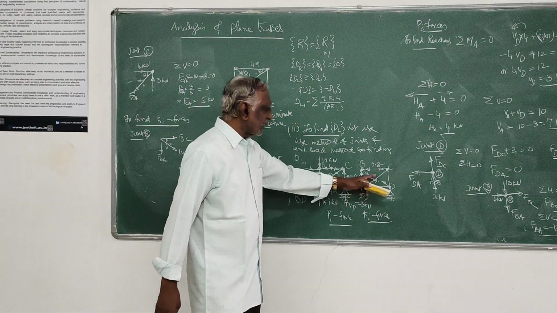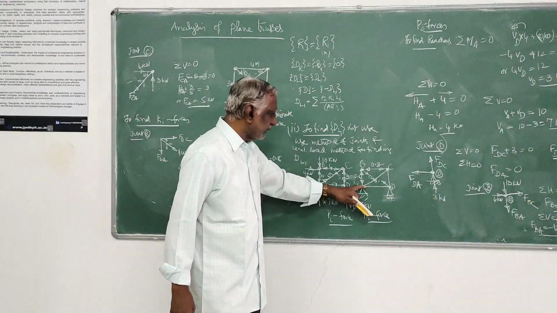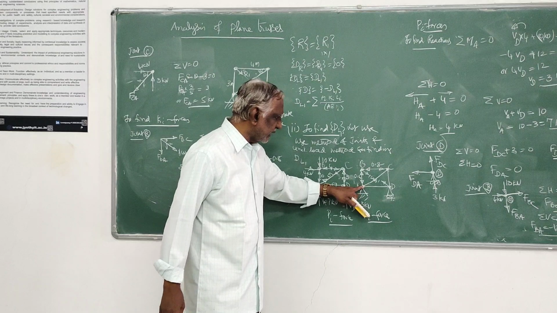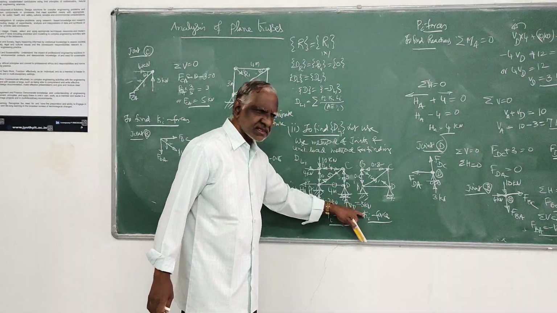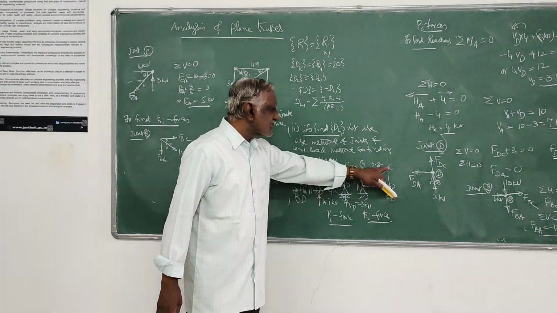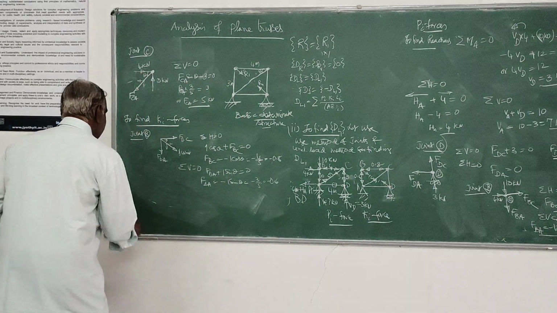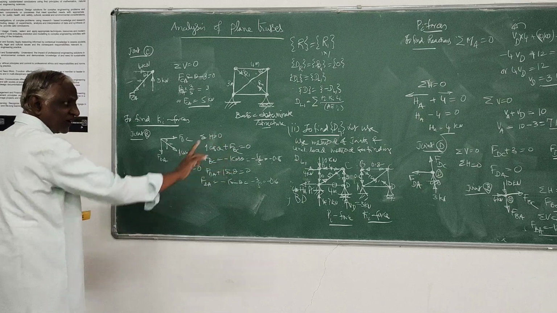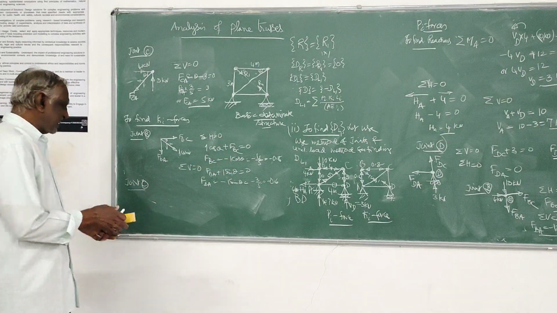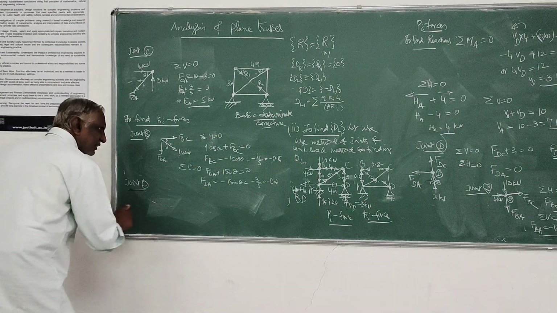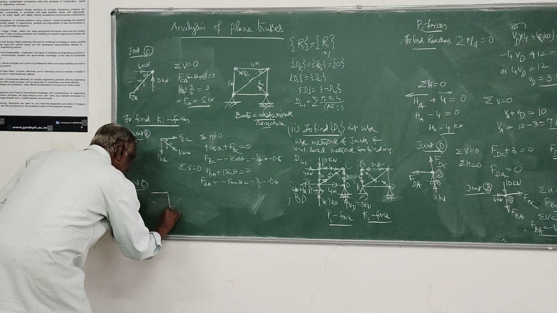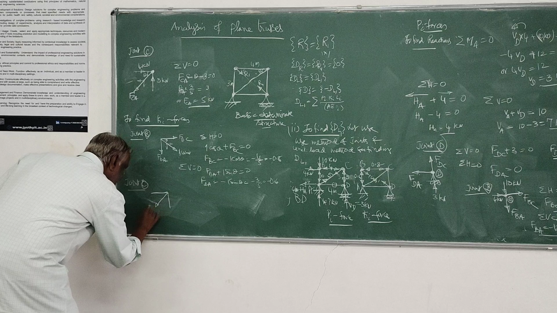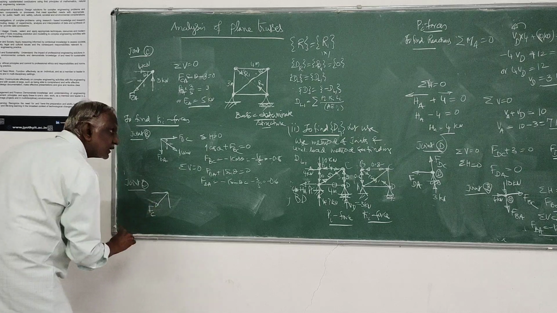Next, I can take joint either this A, I don't want to take because this reaction I am not getting. C only I have to take. Say, take joint C. That is very important. You have to select a joint wherein not more than 2 unknowns are there and select it and find the unknown. So this is the force FCA.